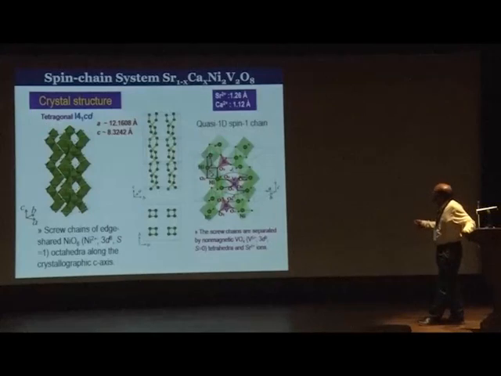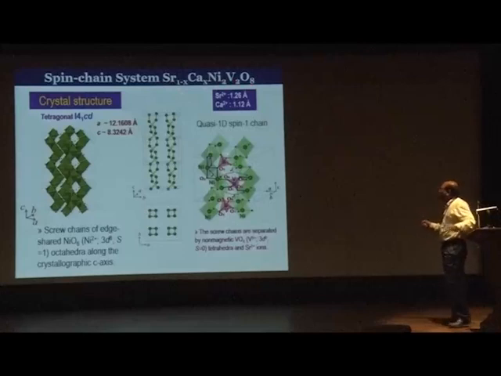But what is there between two chains? Between two chains, these chains are separated by non-magnetic VO4 as well as strontium 2 plus. This strontium and this VO4 are between two chains.